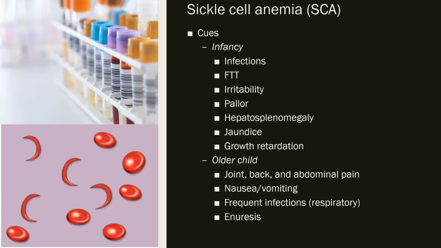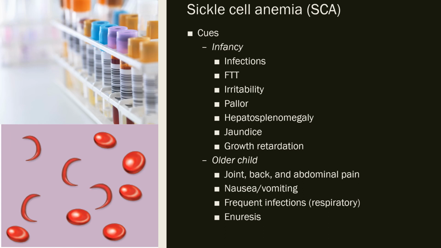These are some of the cues that we see. Obviously, the cues are going to be a little bit different from infants to an older child. In an infant, we're going to see frequent infections, failure to thrive, irritability, pallor, hepatosplenomegaly, jaundice, and growth retardation. And in the older child, we're going to see more reports of joint pain, back and abdominal pain. They're going to have nausea and vomiting, frequent respiratory infections. They have other infections as well, but respiratory tends to be the most common.